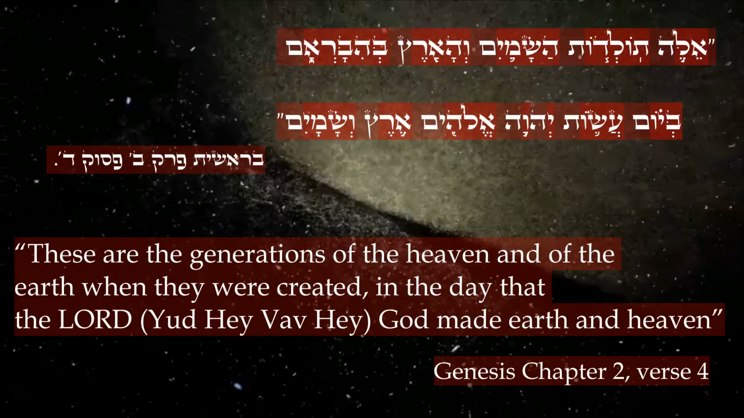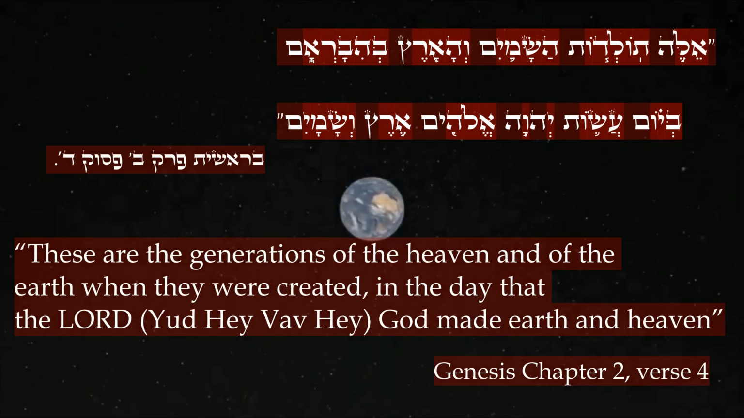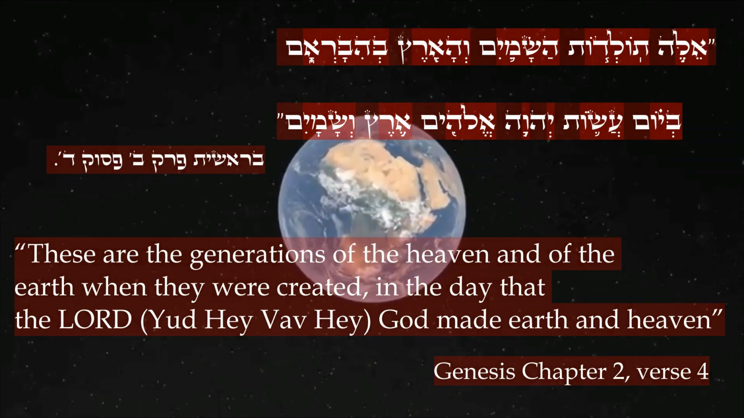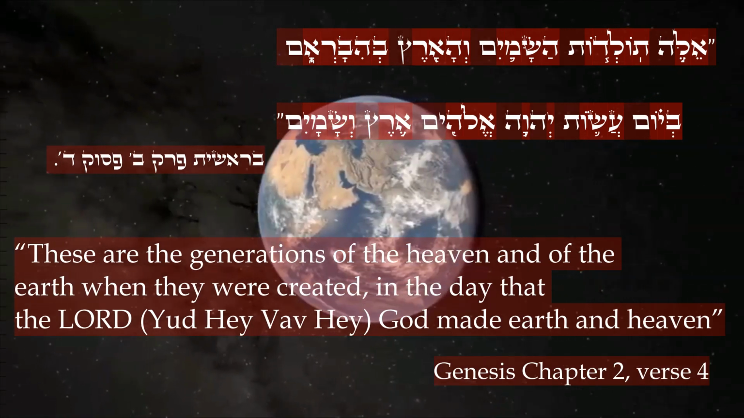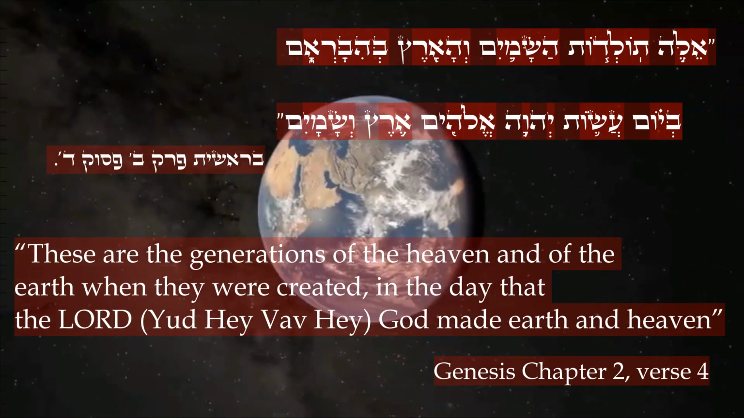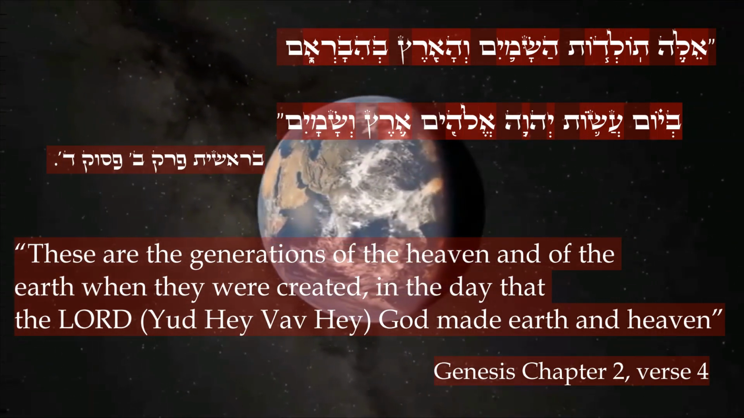The first time the explicit name of God is mentioned in the Bible is in the book of Genesis. These are the generations of the heaven and of the earth when they were created, in the day that the Lord, Yod Hey Vav Hey, God made earth and heaven. Genesis chapter 2, verse 4.